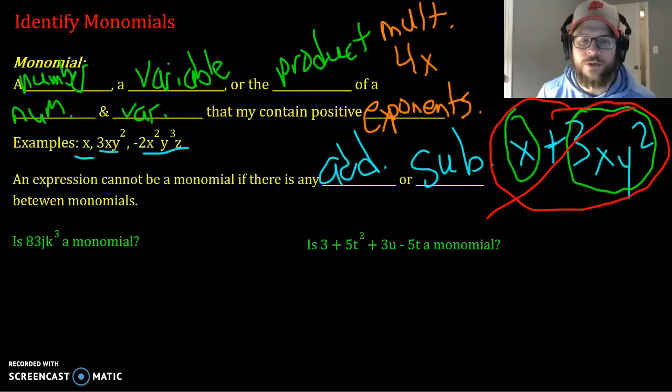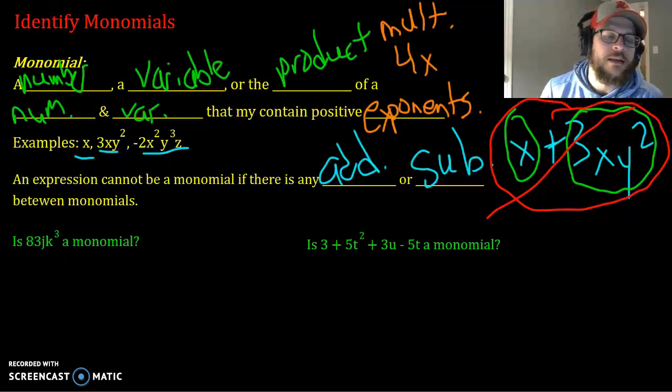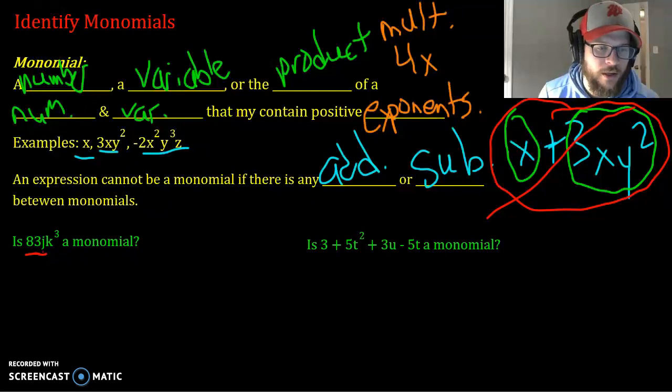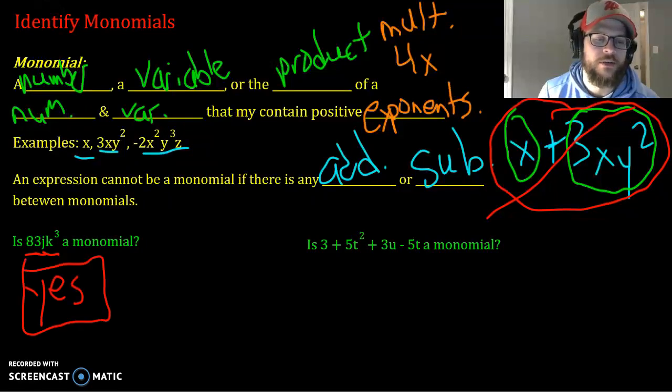So a lot of what we're going to be doing this section is just answering yes or no. Is this a monomial? Is this not a monomial? So let's look at the first example. Is 83jk to the third power a monomial? So what we've got right now is we've got a number. We're good so far. Then it's being multiplied times the j, product, multiplication, we're good, times k to the third. Let's make sure we have a positive exponent. Yes, we do. So this satisfies our criteria. There's no addition, there's no subtraction. So yes, that is a monomial.